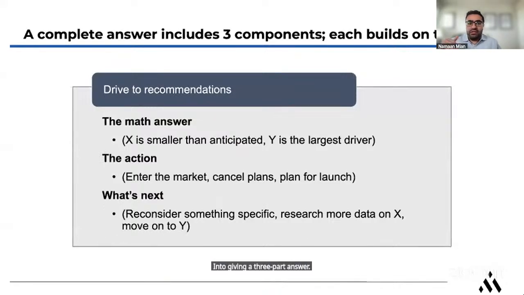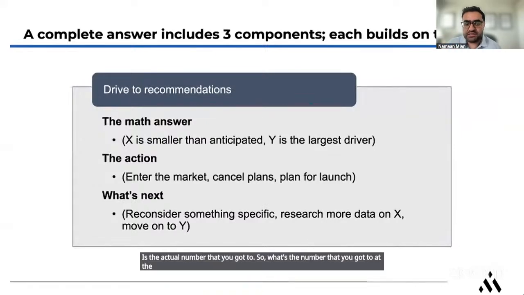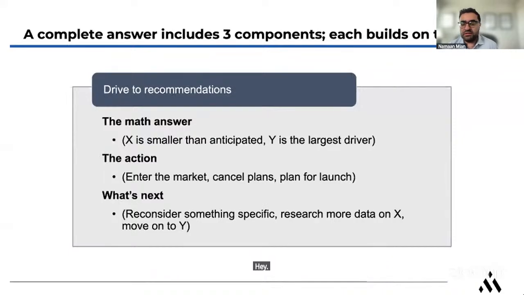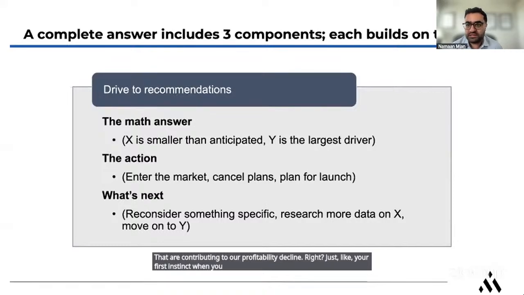All right, and level one of a three-part answer is the actual number that you got to. So, what's the number that you got to at the end of your math process, and what do you think about it? Hey, you know what? This is a smaller market than I anticipated. Here's why. You know what? It does look like our variable costs are the largest driver that are contributing to our profitability decline, right? Just like your first instinct when you look at the number, what is it?